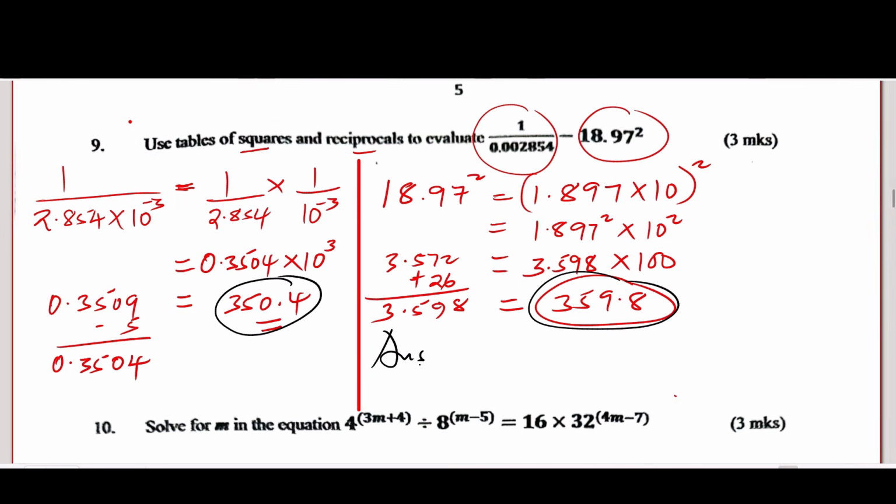So now for the answer, you'll take 350.4, subtract 359.8. This one is supposed to give negative. So 350.4 subtract 359.8 is going to give negative 9.4 as the solution.